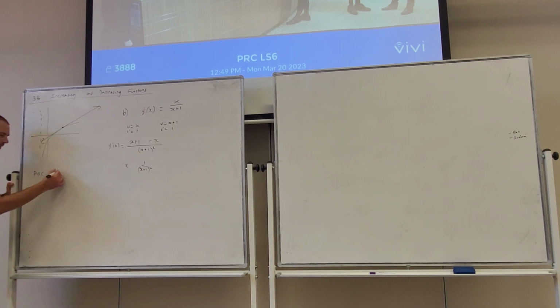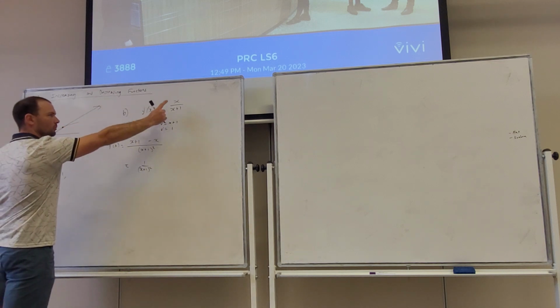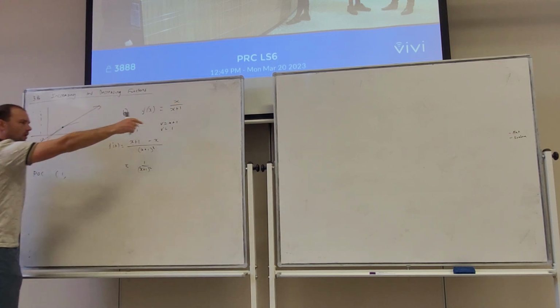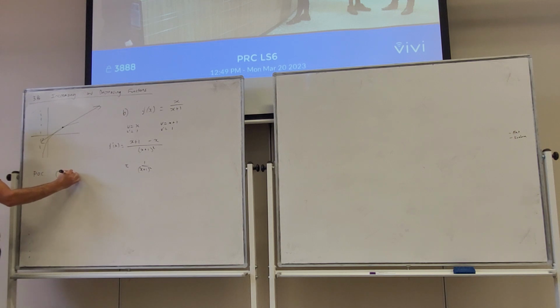So for a tangent, we always need two things. We need the point of contact. Alright, we've got x is 1. That's where we're drawing the tangent. We're drawing the tangent at x is 1. And then we need the y value. That's from the original function. When x is 1, we have 1 on top of 2, half. So we've got x is 1, y is half. That's the point of contact.